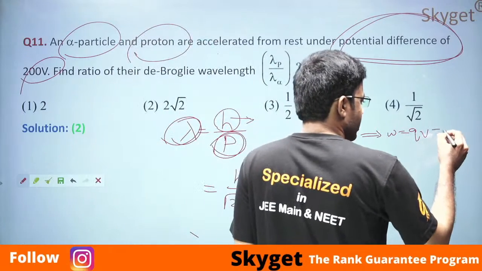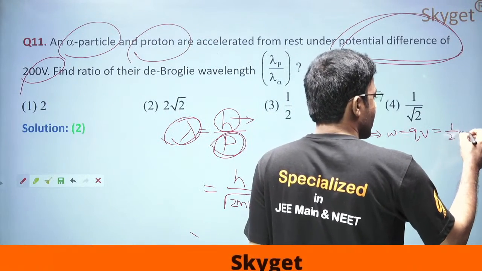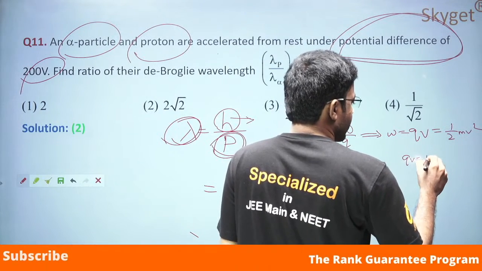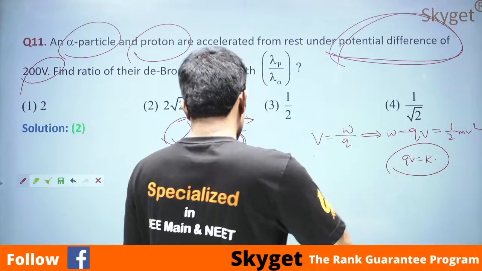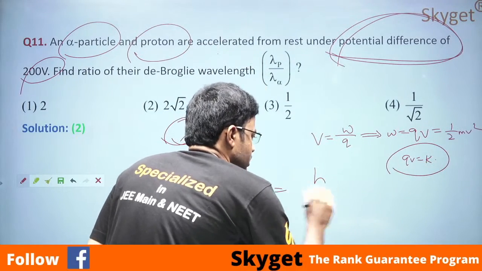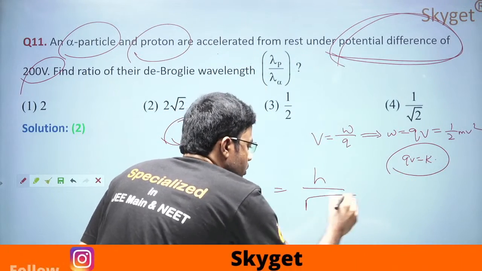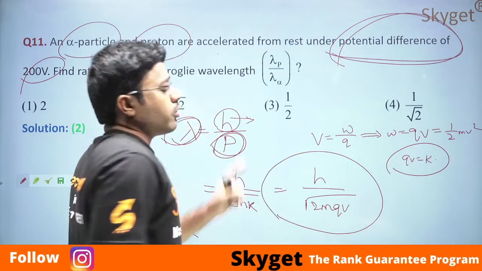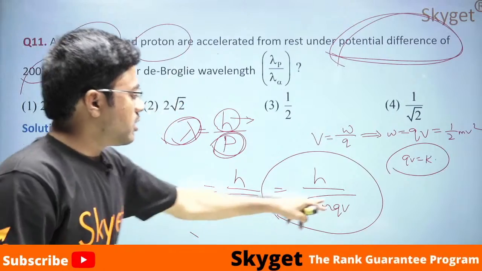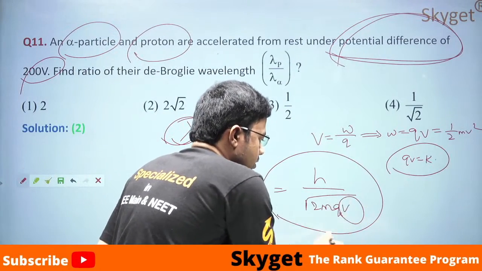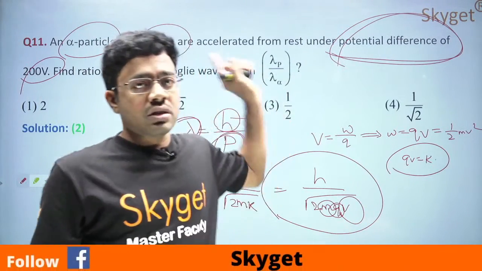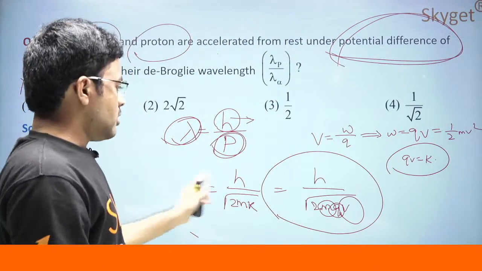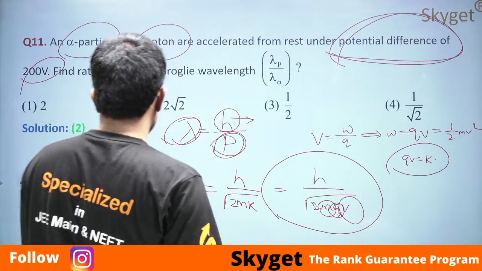So this becomes equal to half mv square, or you can write qV is equal to kinetic energy. Substitute that into this equation, that is the kinetic energy is equal to qV, so lambda is h over root 2mqV. So now you have the relation between the wavelength and the applied potential difference, masses and charges, because these two particles have various charges and various masses. So this is the relation you have to consider now.